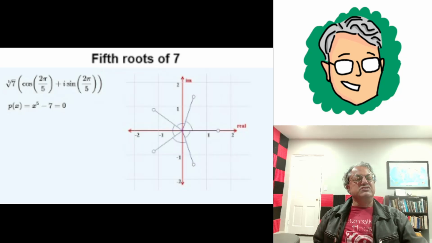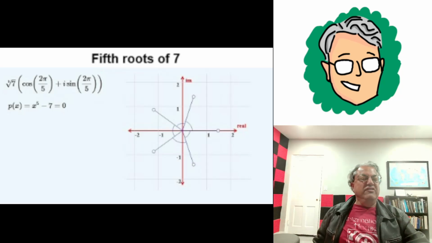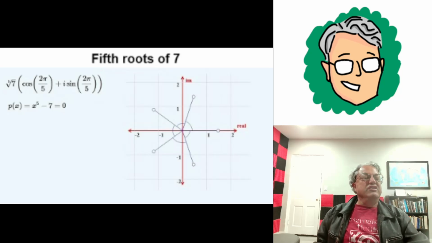The primitive one is just the one where you go counterclockwise 72 degrees from the positive x-axis. That would be the one pointing like that. I can't really do it with my hand, but the one in the first quadrant, pointing almost vertically up, but still in the first quadrant. That is the root that they're writing down here. But then there's four others.